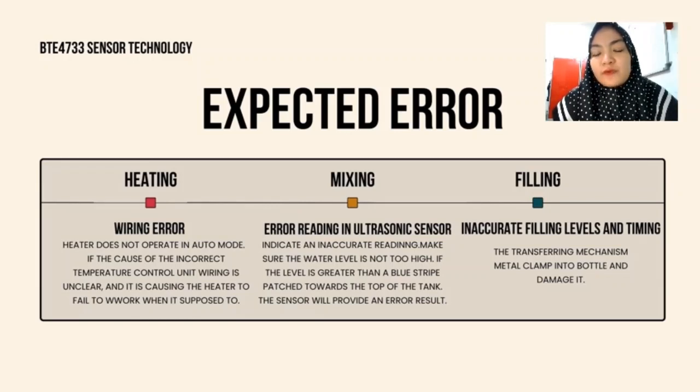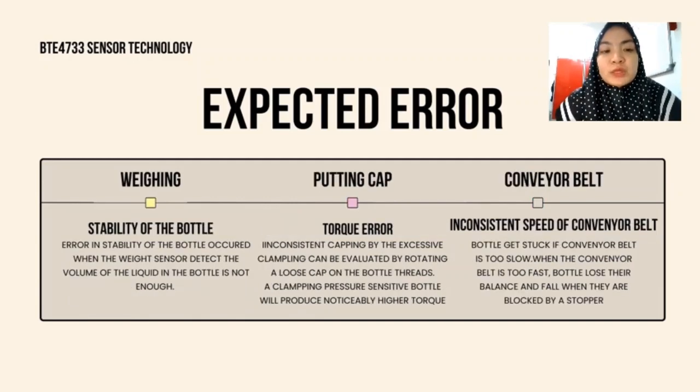Next is the filling stage. At the filling stage, we have inaccurate filling level and timing. The transferring mechanism may clamp into a bottle and damage it. The next is the weighing stage. At the weighing stage, the error occurs when the bottle is not stable enough. The error in stability of the bottle occurs when the weight sensor detects that the volume of liquid in the bottle is not enough.